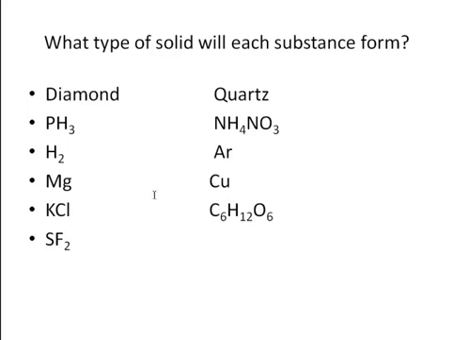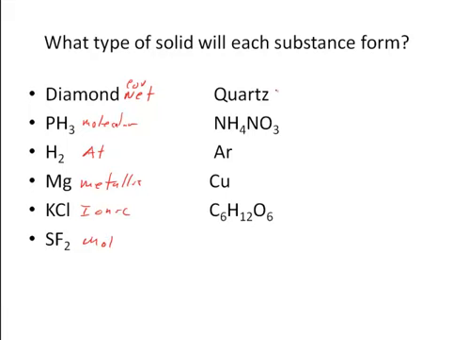All right, so diamond, as I mentioned before, that's carbon. So that's a network, covalent network. This is a molecular solid. Molecular. Okay. This is an atomic solid. This is metallic, right? That's just good old magnesium. This is an ionic solid. Sulfur and fluorine, molecular.